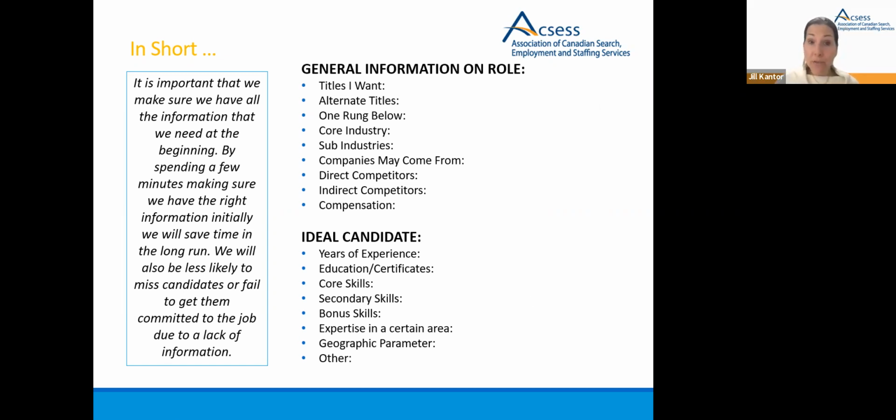So what are the titles? The next step is now we're going to get into sourcing and finding those candidates. So these are just the basic things that we're thinking around. What's the title I want? Are there alternate titles? Is there one level below? What's the core industry that they're coming from? How about sub industries? Maybe there's a specific company that we know of, and it's okay to ask the client that. What companies may or may not they come from? Maybe we're looking at skills, secondary skills, again, stretching that order.